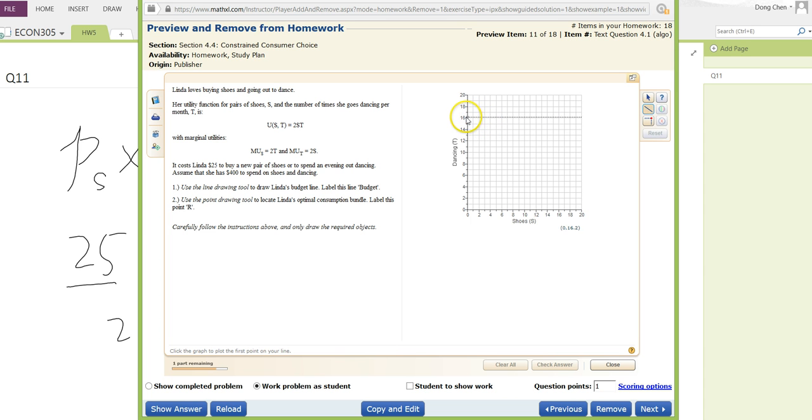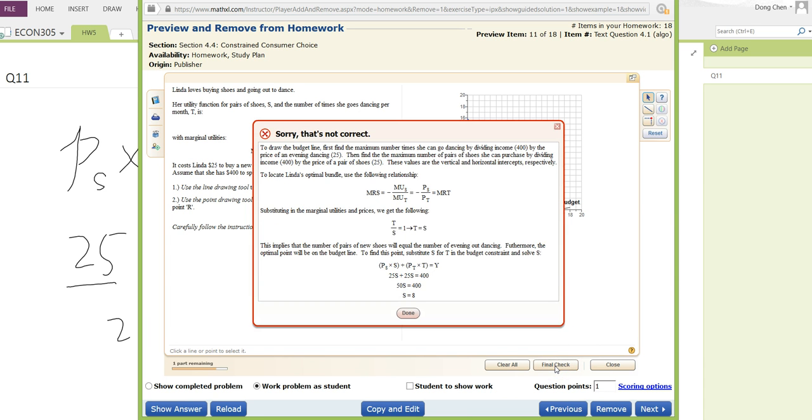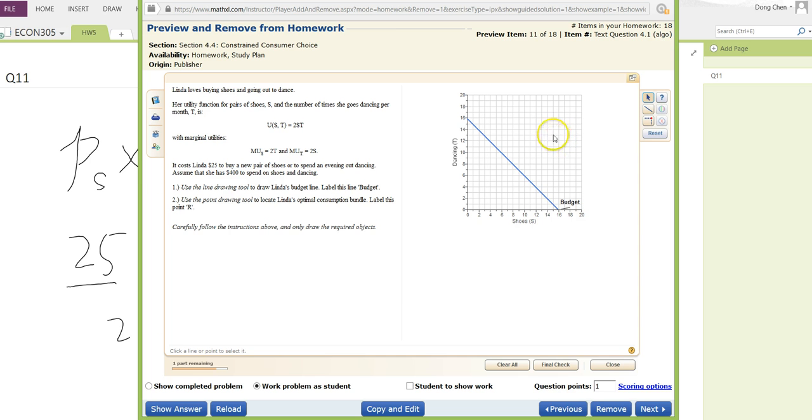So now we can draw that line. First point on the vertical axis, 16. Second point on the horizontal axis, also 16. And this is the budget line. Before we go further, let me just check my answer. Oh, we haven't done that yet. Sorry, I guess I can't do that. I have to finish both parts, and that's the reason I believe it's showing the incorrect line.